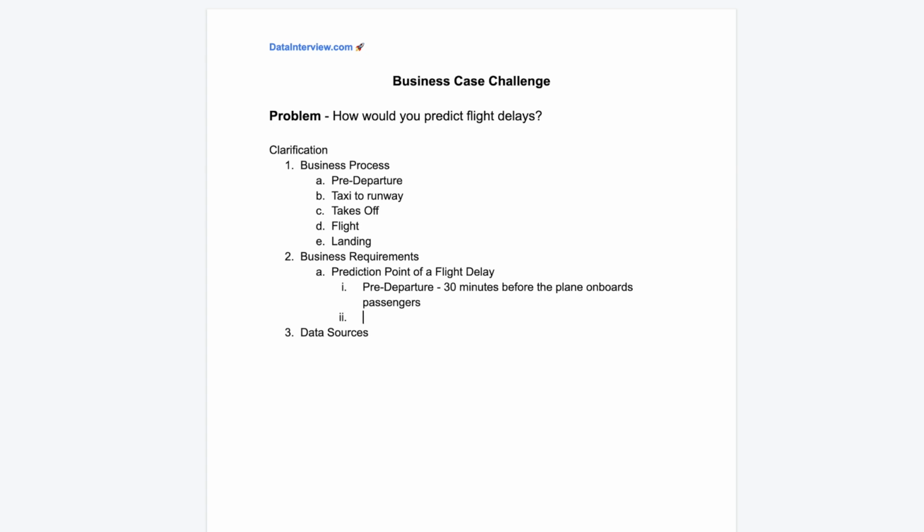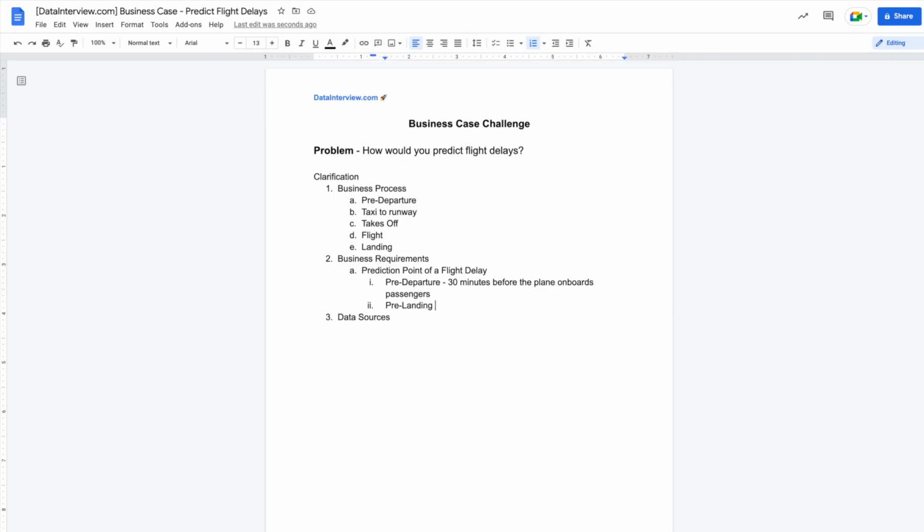passengers. And then the other potential flight delay point could be pre-landing. So usually about 30 minutes or an hour before the plane lands, the pilot might check in and say that the plane is going to arrive on time or not. And if it's not going to be on time, then they will talk about what the delay is going to be in minutes. So there's two prediction points where the flight delay could be predicted.